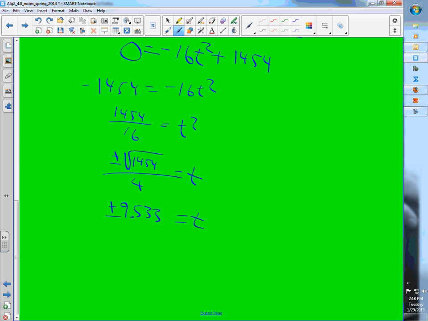Everybody agree with that? To the thousandths? No? So the time to hit the ground is 9.533 seconds. Anybody have a question on that? What do you know? You either know time or height. Those are the only two things you can know. Your question is, which one do you know?